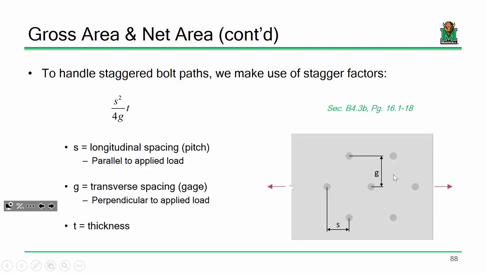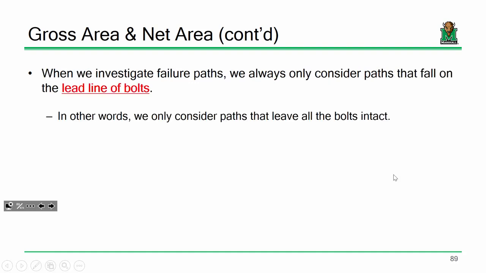So to compute a stagger factor, it's pretty straightforward. It's just S squared over 4G times the thickness, S being your longitudinal spacing, or the spacing parallel to the load, and G is your transverse spacing, or your gauge spacing, and that's perpendicular to the load. And of course, T is your thickness.